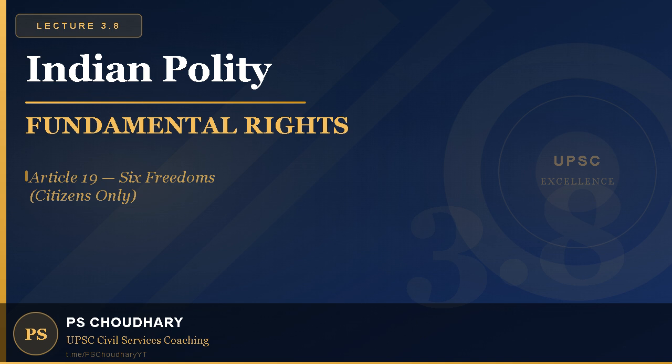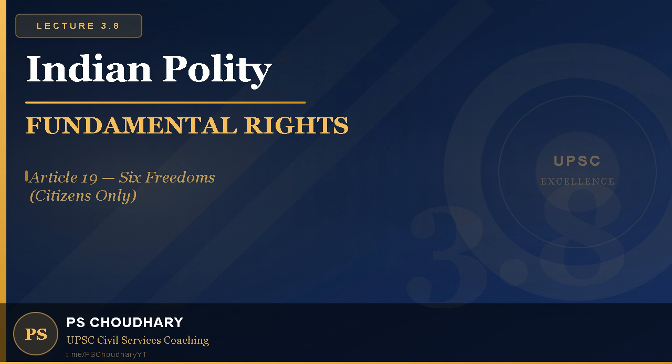Subclause B is freedom to assemble peaceably and without arms. Note, peaceable assembly. Note, without arms. Both conditions. The state can restrict assembly for sovereignty, integrity of India, and public order only. Morality is notably absent as a restriction ground for assembly. Subclause C is freedom to form associations, unions, or cooperative societies. The word cooperative societies was added by the 97th Amendment of 2011.